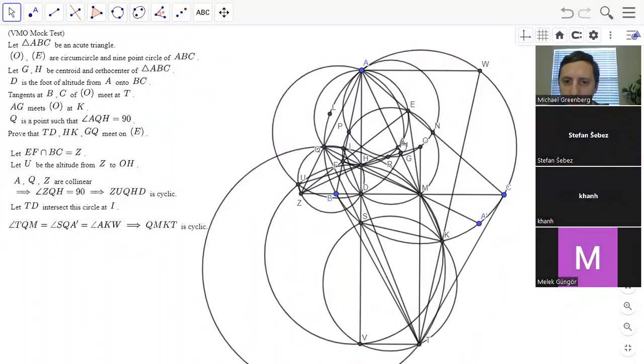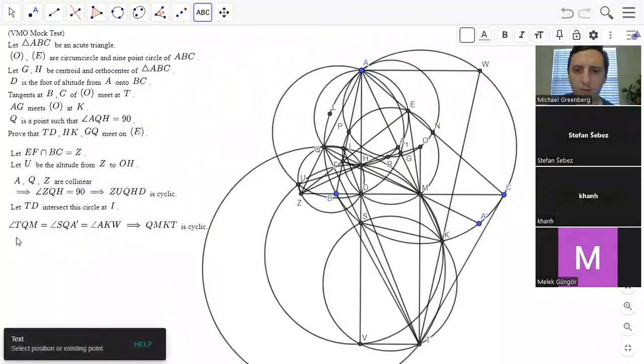and U goes to G and D goes to A. So yeah, we can show that this one is cyclic too. I'll just write it out.